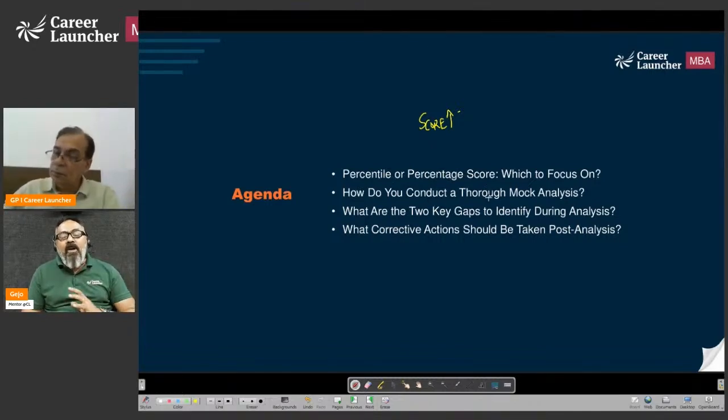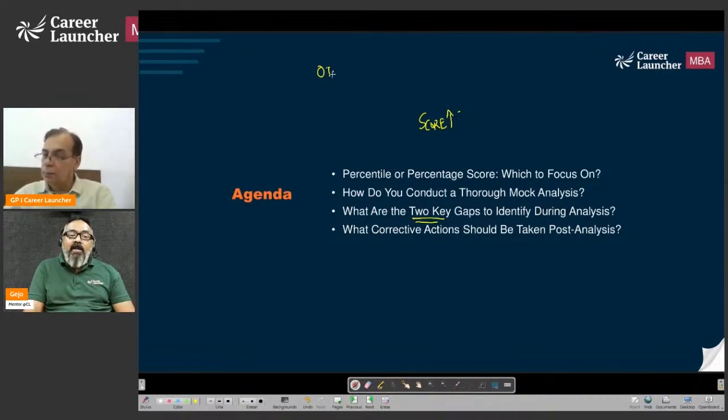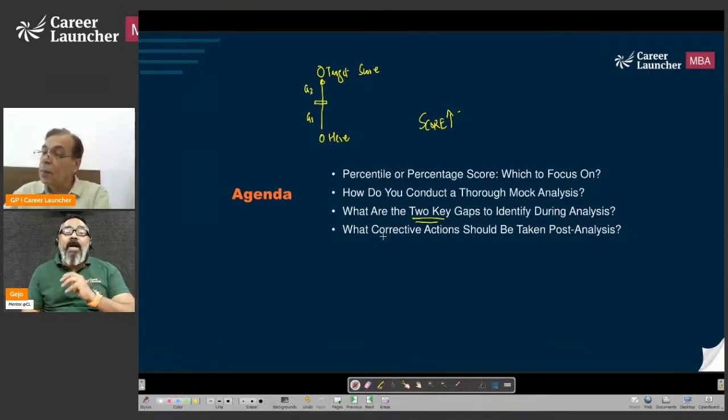Second is how to conduct a thorough mock analysis. What is it that we have to do? And we'll discuss two key gaps to identify during analysis. If you have to improve a score, let's say we have got a certain target, whatever is your target score, and currently we are here now. We have to reach this target score, but within that we want to differentiate and identify two gaps, gap one and gap two, which requires two different kinds of approach.